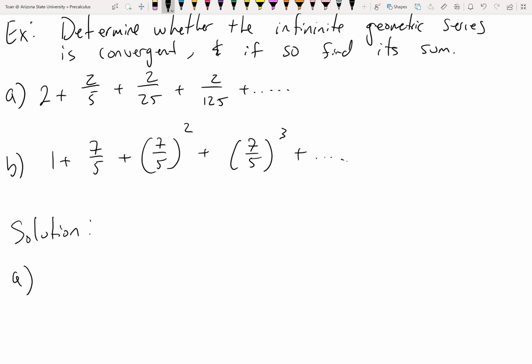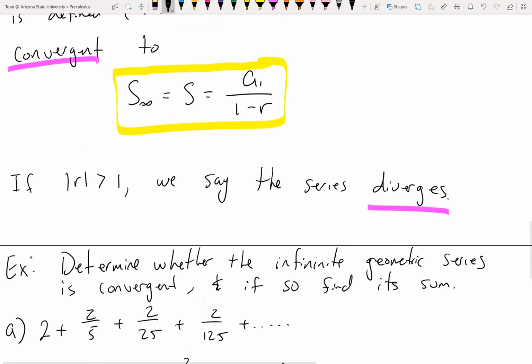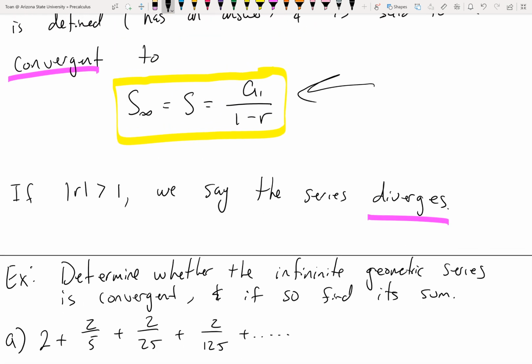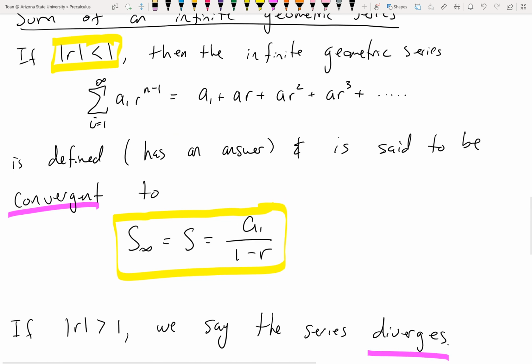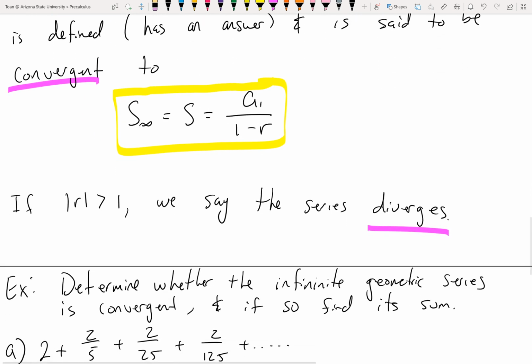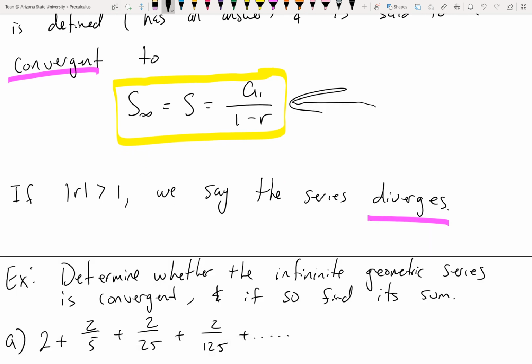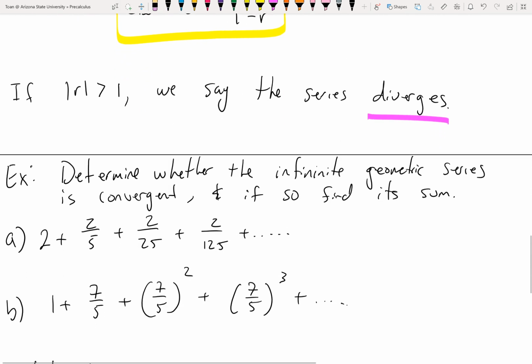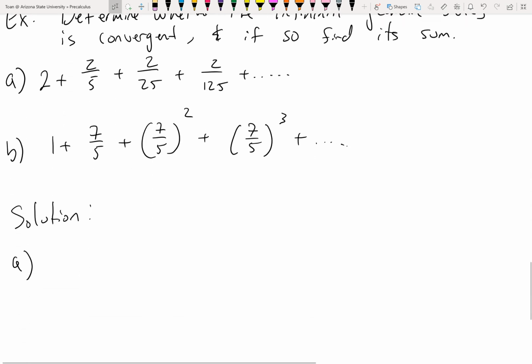So again, to do this, you just have to plug into the formula. But the question says, is it possible to get an answer at all? Is it convergent? Remember the test, the thing to look for to see whether or not it's convergent is your r, your common ratio. If the common ratio is less than 1 in magnitude, so disregard the positive or negative, if it's less than 1, then it's simply convergent, and we can use this formula to find the answer. If it's bigger than 1, then you just say it's divergent, and you're done.